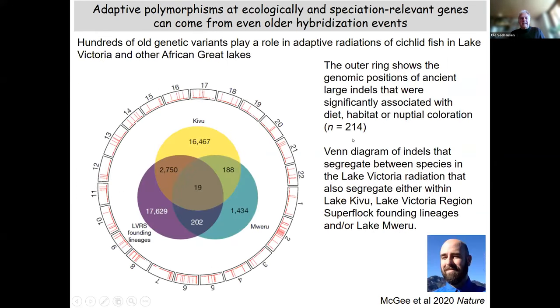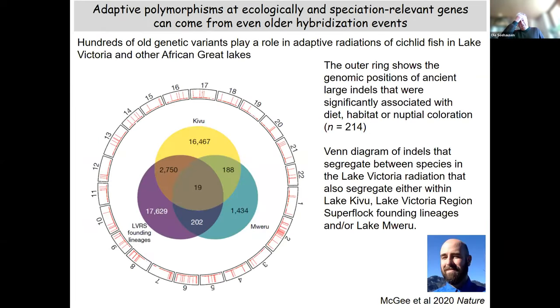More globally, Matt did some GWAS type analysis on large indel polymorphisms within Lake Victoria and shows here the distribution of indels over chromosomes that are significantly associated with ecology, diet, habitat, or nuptial coloration within the Lake Victoria radiation, and then looks at the sharing the Lake Victoria radiation has with older, other cichlids at these polymorphisms. And so here's the sharing with the founding lineages, which is not surprisingly, of course, very high, but also sharing with the cichlid radiation in Lake Kivu, and even sharing with the radiation that is many million years divergent in Lake Mweru.